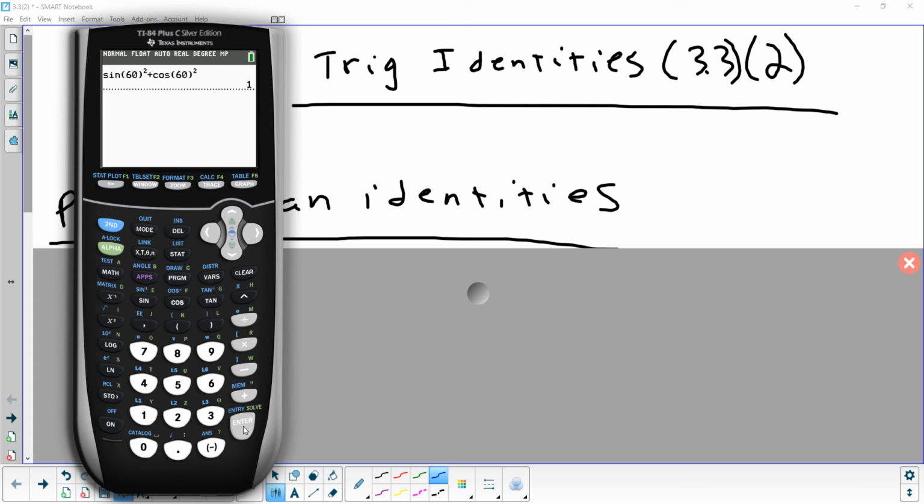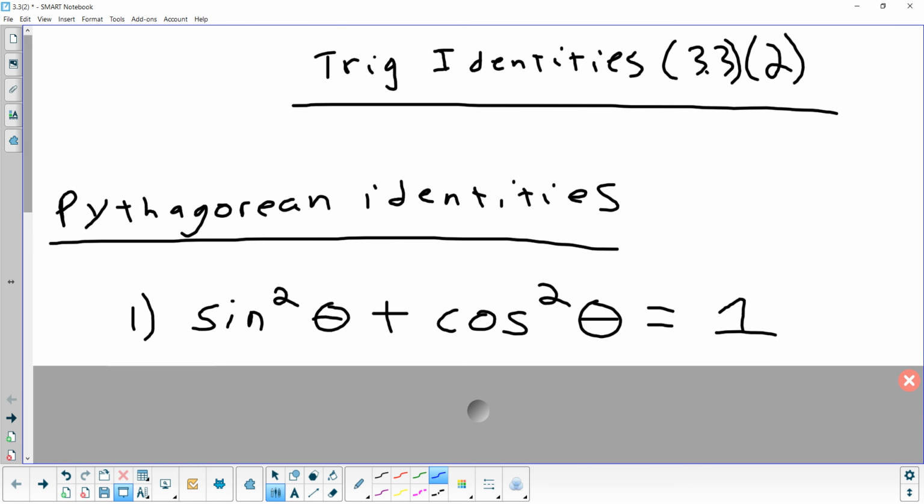Let's try another angle. Maybe 60 was special. What's another angle? Oh, Pete, you need another angle? Yeah. 90. You sure? That's the neatest one I can think of. Okay. So we've got sine of 90. We're going to square it. We'll take the cosine of 90, square it, add them up. I get 1 again. You're always going to get 1. Doesn't matter what angle you use.